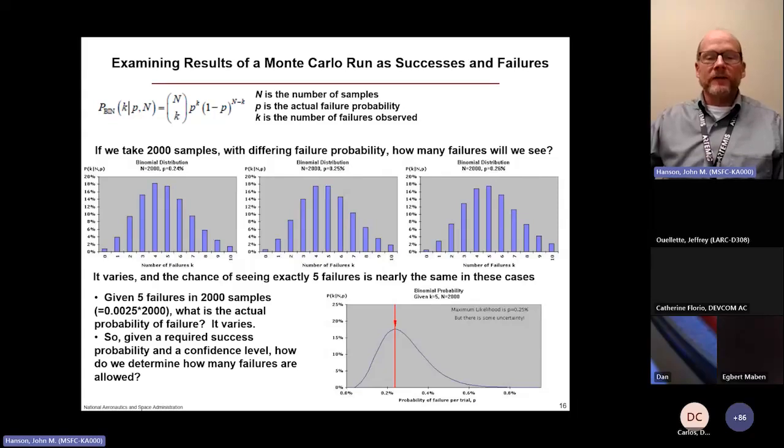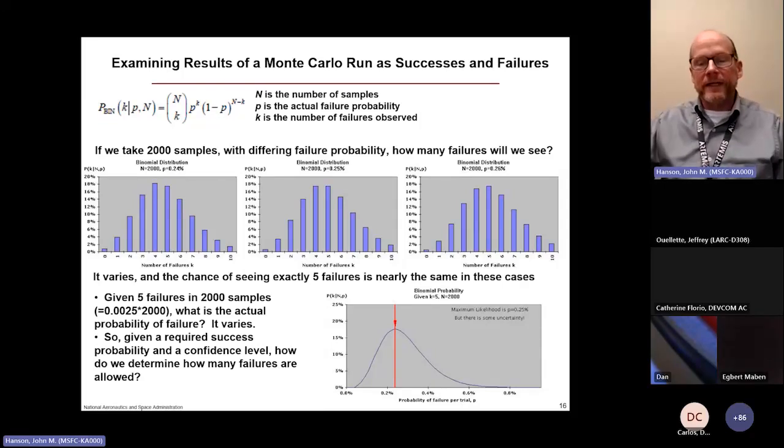And then as we move across to the right, we go from 0.24% to 0.25% to 0.26% for the actual likelihood of failure. And you can see that it goes from 4 failures being slightly more likely than 5, to about even, to 5 being slightly more likely than 4. But the chance of seeing exactly 5 failures is nearly the same in all those cases.